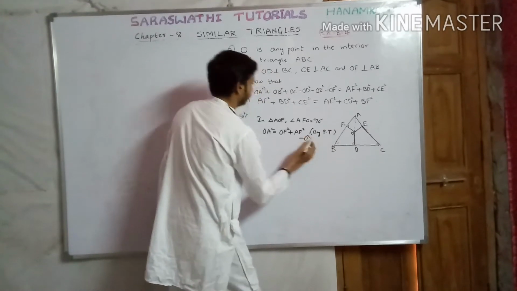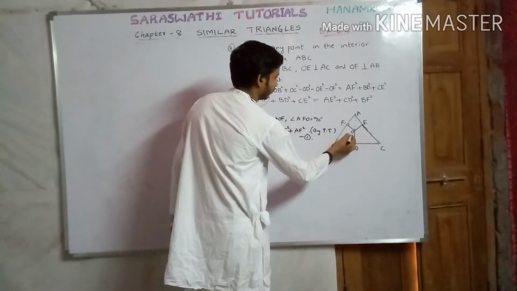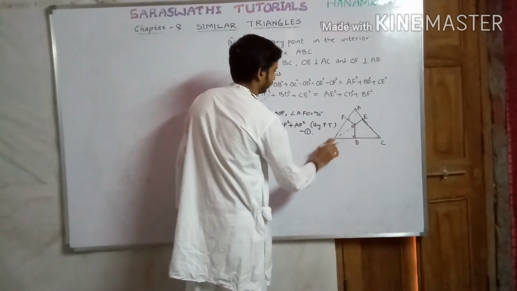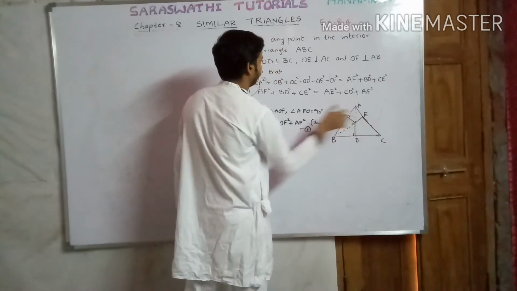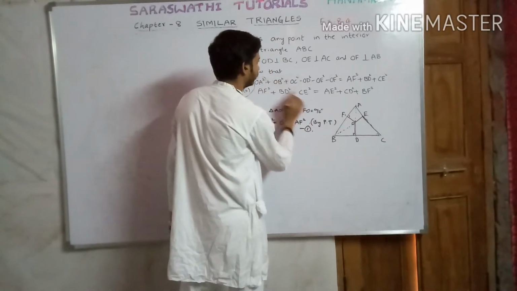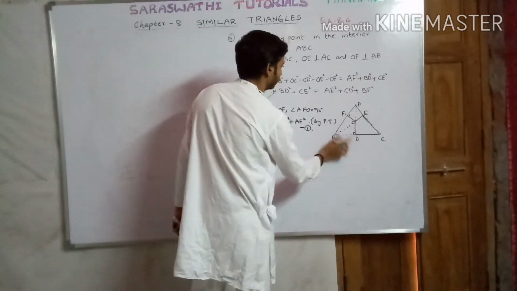Okay, this is the first equation. Again, we have to get OB square. That means if we consider triangle BOD, it consists of OB, BD and OD. So we have to get OB, OD and BD. So we are considering triangle BOD.